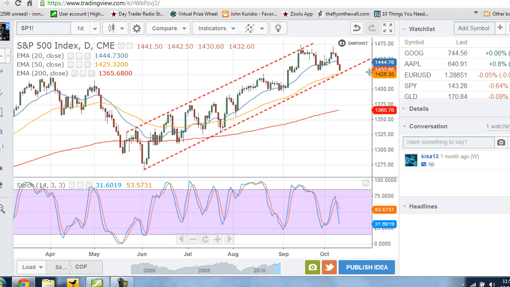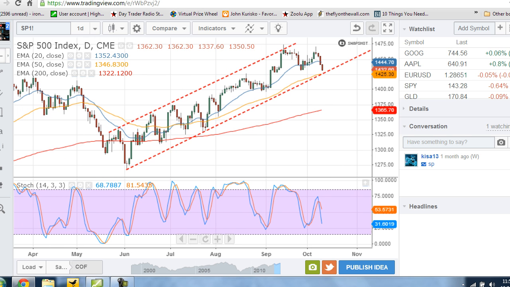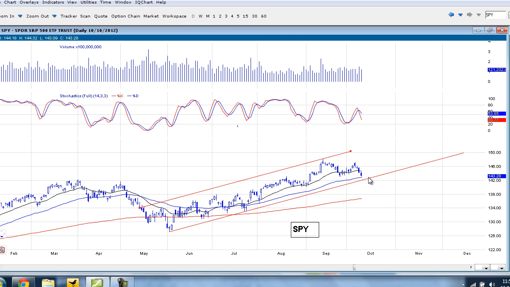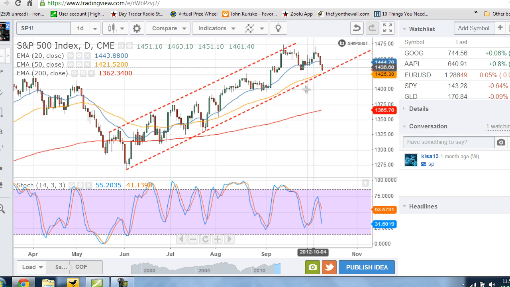You can see pretty much the same pattern that's playing out both on the S&P 500 and the ETF right here. You can see the 50-period moving average, the 20-period moving average, and the 200. The underlying trend line starts out here in May, June. The crossover on the stochastics recently, and again, we'll go back and take a look at the S&P 500. Same exact thing, 50, 20.